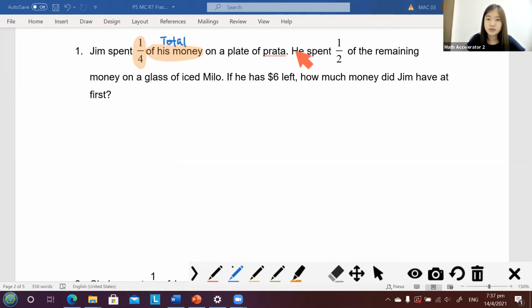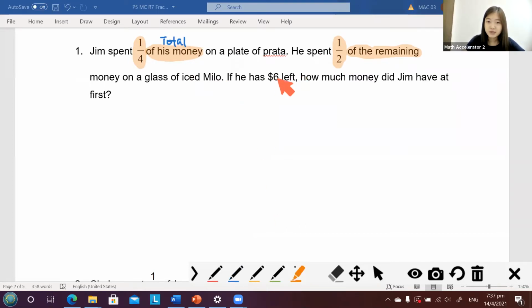Then let's continue reading. He spent half of the remaining money on a glass of ice Milo. So half does not belong to his money. It belongs to the remaining money, which means after he spent his money on the prata, he spent half of what is left on ice Milo. Make sure you understand the question. The fraction belongs to the remaining, so take note of that. Highlight and underline all the keywords if you need to.